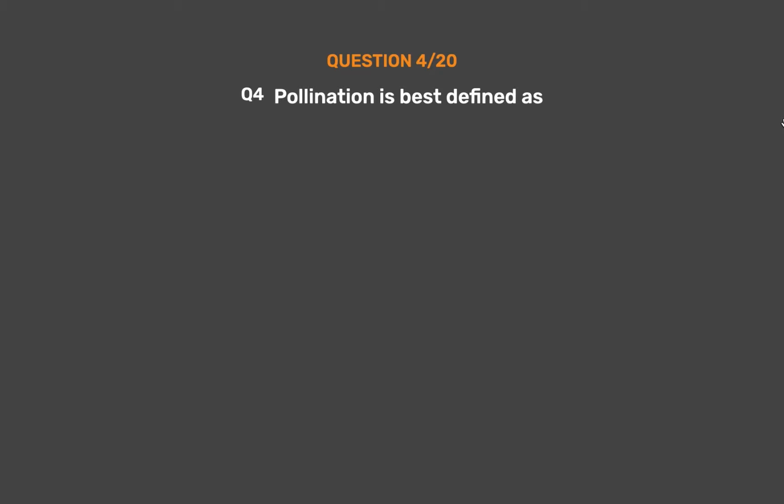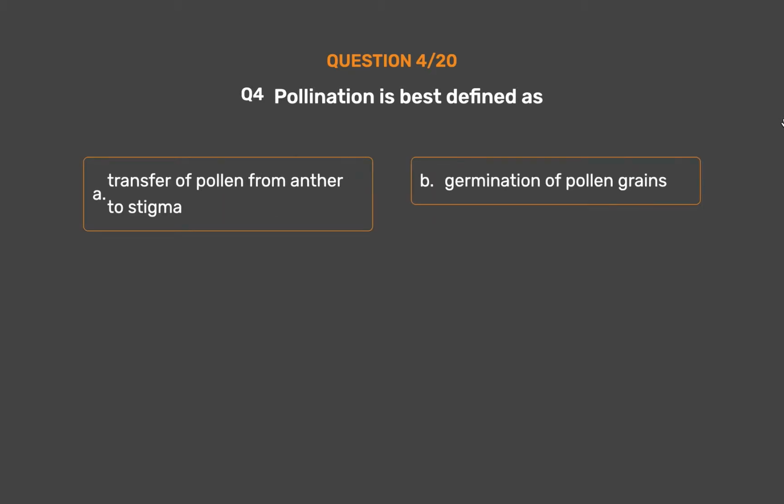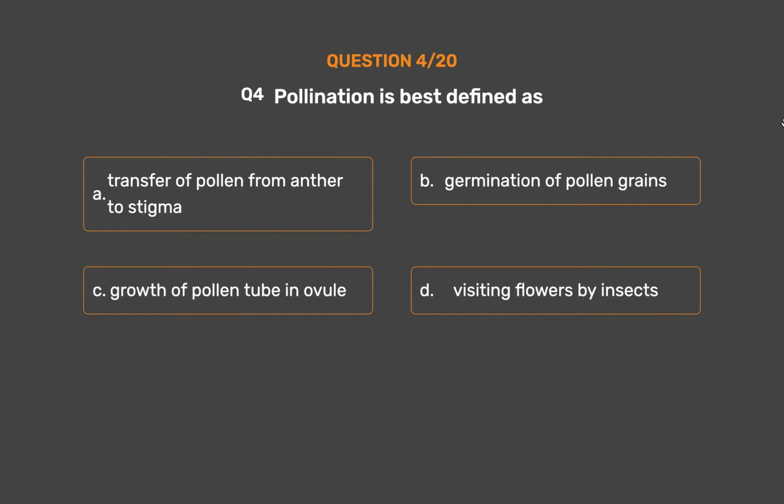Question number 4. Pollination is best defined as Option A. Transfer of pollen from anther to stigma. Option B. Germination of pollen grains. Option C. Growth of pollen tube in ovule. Option D. Visiting flowers by insects.